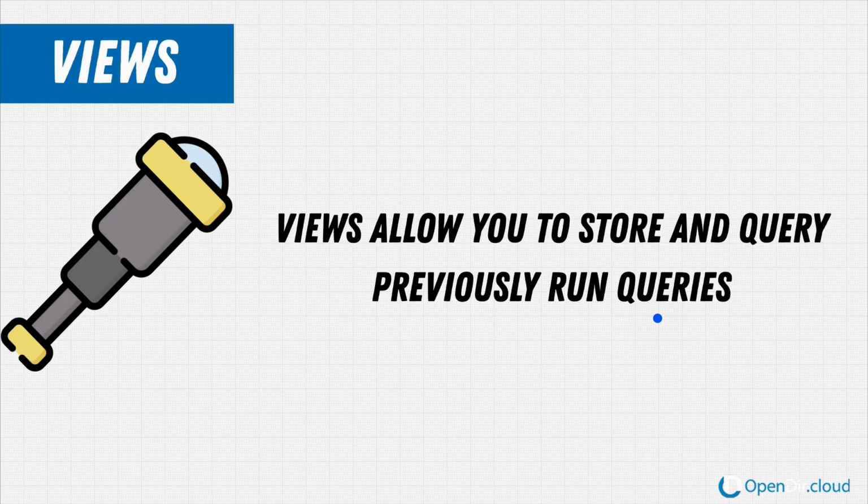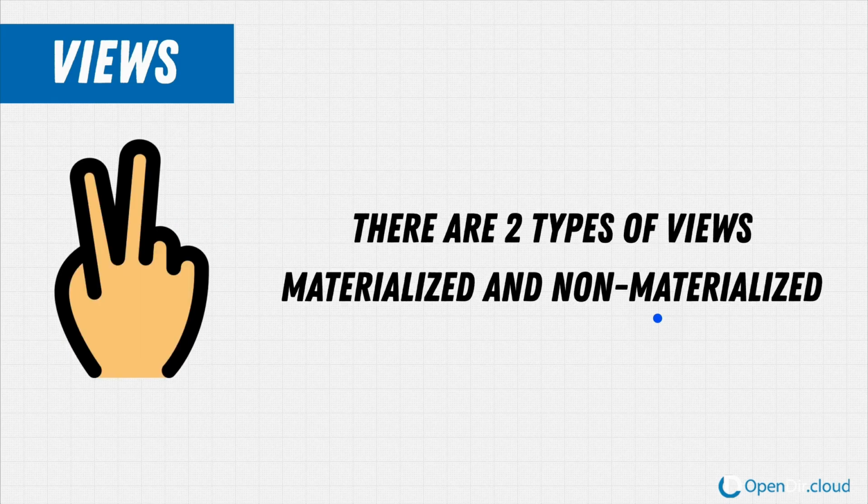My analogy aside and my horrible puns aside, we're trying to allow you to store previously run queries, and that's the whole point of this. Now, there are two types of views. Two. The peace sign. Again, I like icons that depict what I'm trying to get at. So there are two types of views, materialized and non-materialized. What is the difference between these?